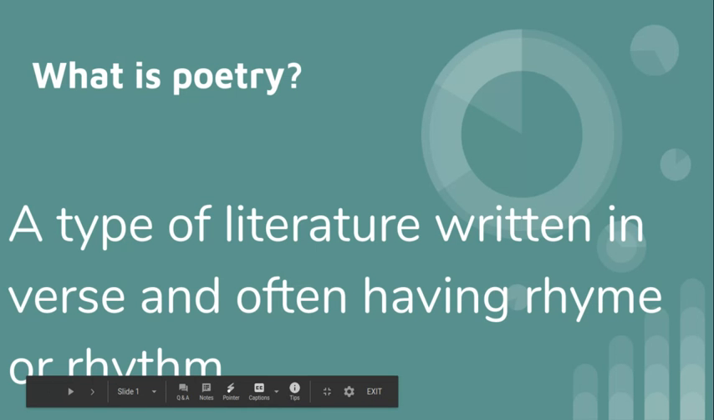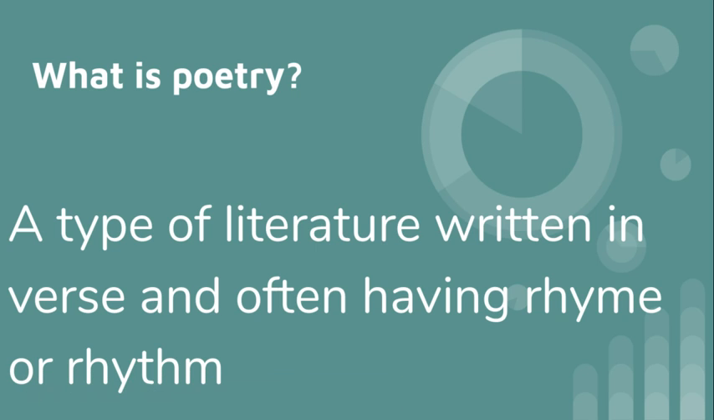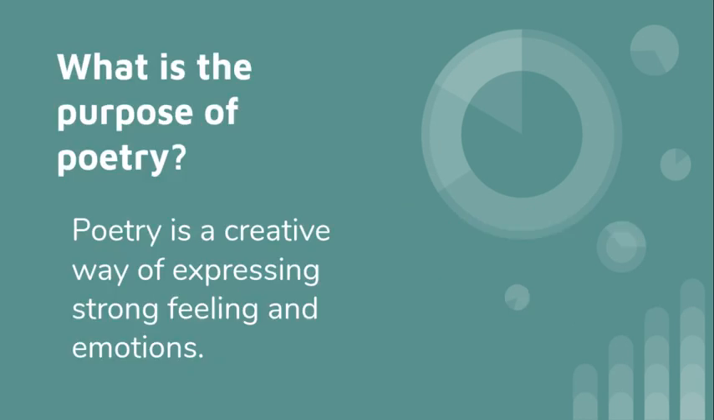So in English language arts, we're going to be revisiting poetry. We had started talking about this before we were doing our distance learning, so I just wanted to do a little bit of review of things that we've already talked about, just to refresh your memory before we get into it. So what is poetry? Poetry is a type of literature written in verse, and it often has rhyme or rhythm.